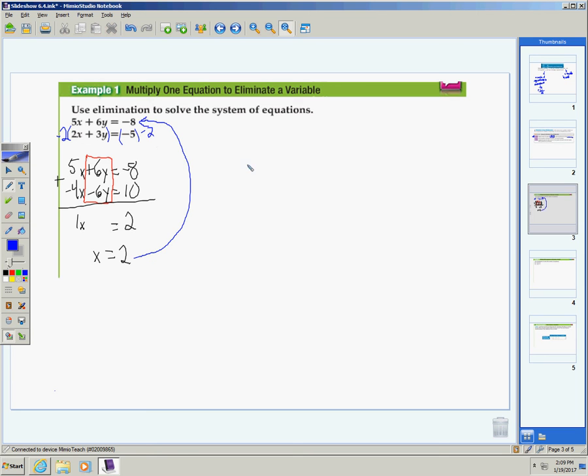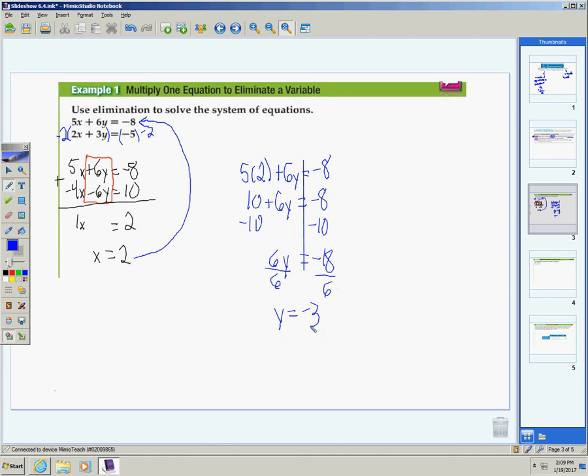5 times 2 plus 6y equals negative 8. 5 times 2 is 10, so I get 10 plus 6y equals negative 8. Subtract 10 from each side. 6y equals negative 18. Divide each side by 6. y equals negative 3. So I get x equals 2, y equals negative 3, and then don't forget to always write your answer as an ordered pair.